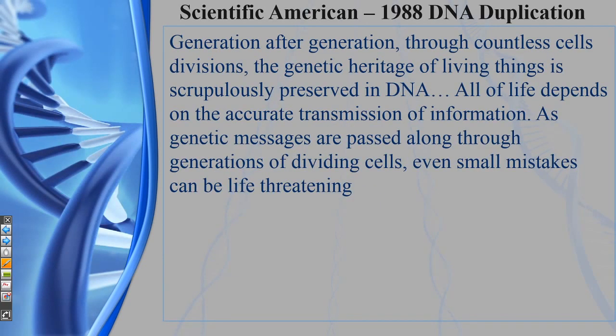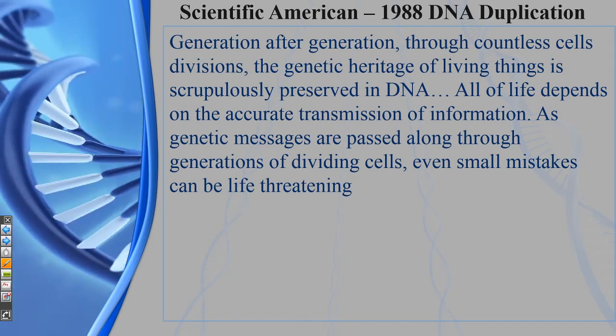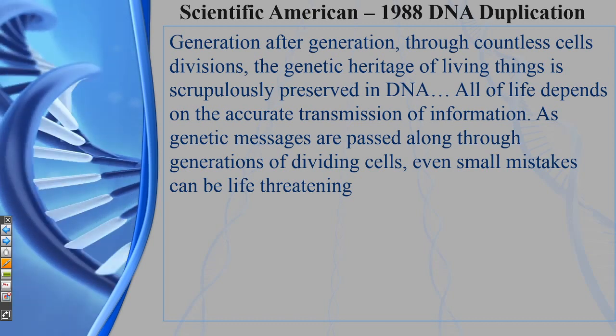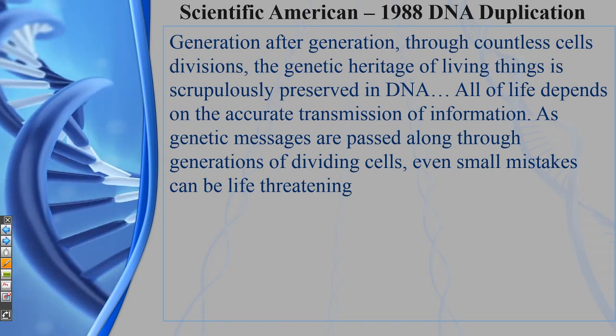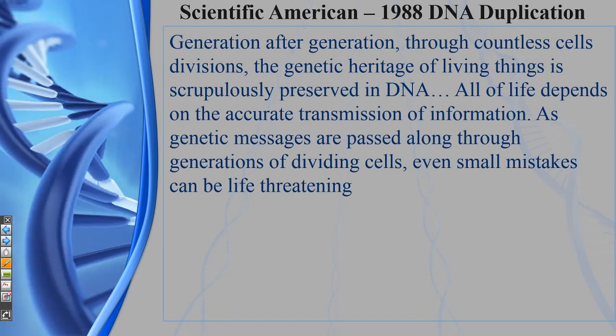1988 says this: "Generation after generation, through countless cell divisions, the genetic heritage of living things is scrupulously preserved in DNA. All of life depends on the accurate transmission of information. As genetic messages are passed along through generations of dividing cells, even small mistakes can be life-threatening." Tell me, just off of this here, what can you get out of it scripturally?